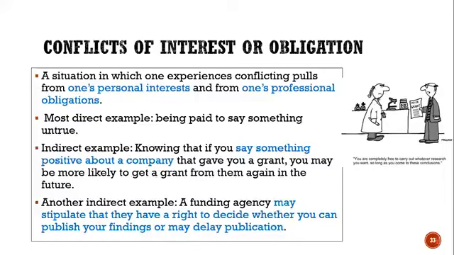Or the next example is being paid to say something untrue. Some other examples are also given. Knowing that if you say something positive about a company or organization, you will get another opportunity for funding of our project. Next is an indirect example. A funding agency may stipulate that they have a right to decide whether you can publish your findings or you can delay the publication. So these are the part of research.